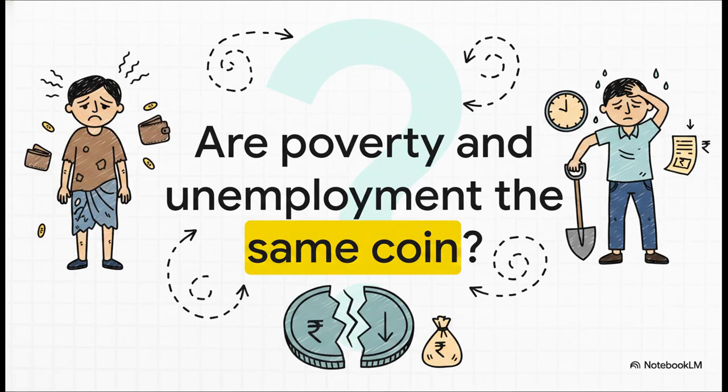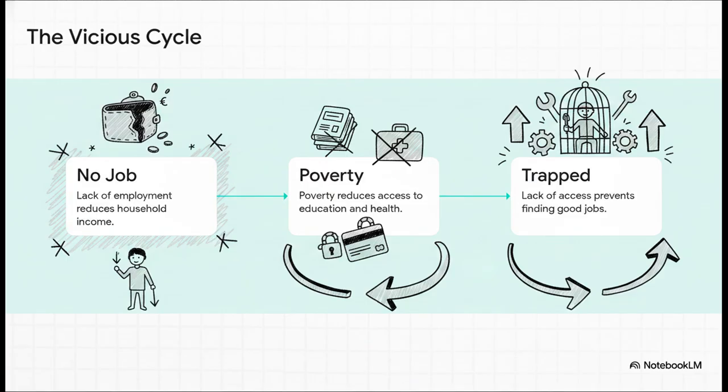While it's largely correct in spirit, it's not literally true. A person could be fully employed, working exhausting 12-hour days, and still be completely trapped in poverty because of incredibly low wages. It really is a vicious cycle. First, a lack of regular employment drastically cuts down a household's income.